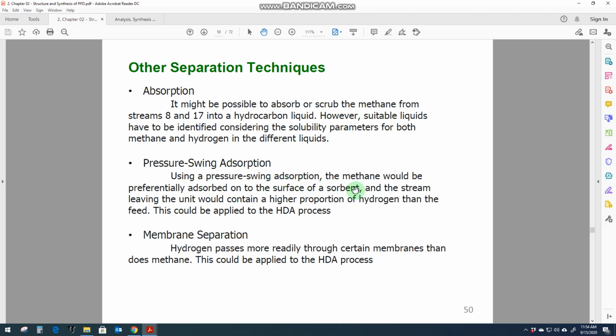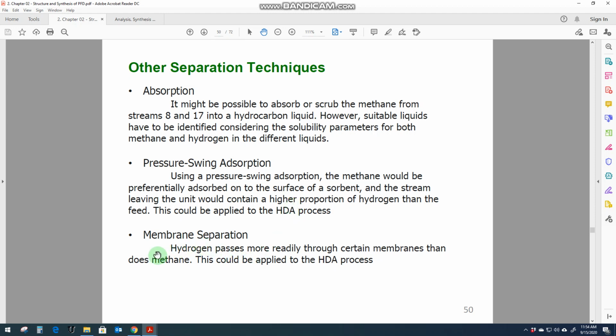Using pressure swing adsorption, the methane would be preferentially adsorbed on the surface of the sorbent, and the stream leaving the unit would contain a higher proportion of hydrogen than the feed. This could be applied to the HDA process. In pressure swing adsorption, the adsorption is carried out at high pressure on some sorbent, and when you reduce the pressure, the gas is desorbed from the sorbent. So this is how pressure swing adsorption works, and maybe we can apply that process to the HDA process, in which we adsorb the highly pressurized hydrogen on some sorbent, and then when we reduce the pressure on that sorbent, the hydrogen is released back.